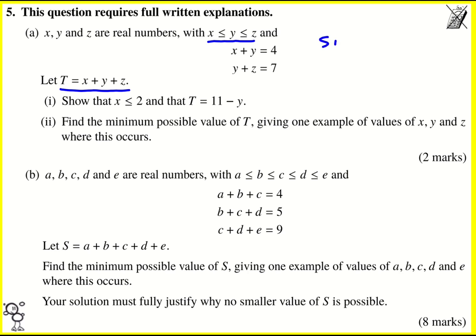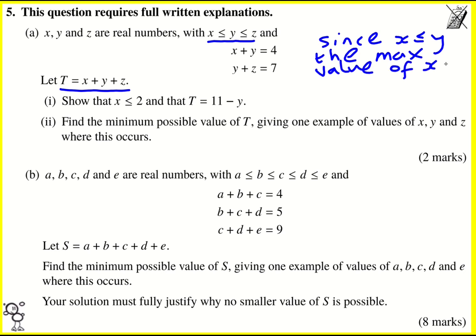Since x is less than or equal to y, the maximum value of x is actually going to be y. If it's smaller, then it's smaller, but it can't be any bigger than y. The max value of x is y. And when x equals y, we're going to get 2x equal to 4, so x is equal to 2. Therefore, x has to be less than or equal to 2. If the maximum value is 2, it has to be less than or equal to 2. So I've dealt with that bit there.